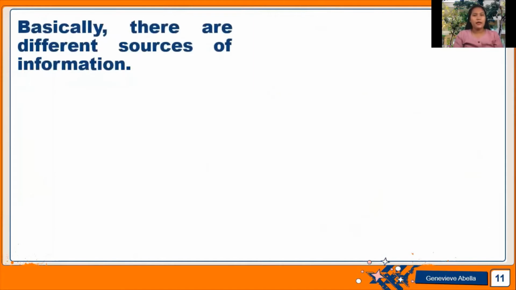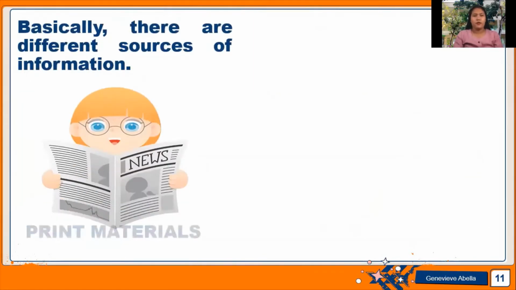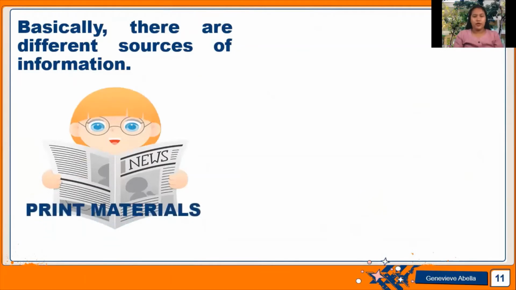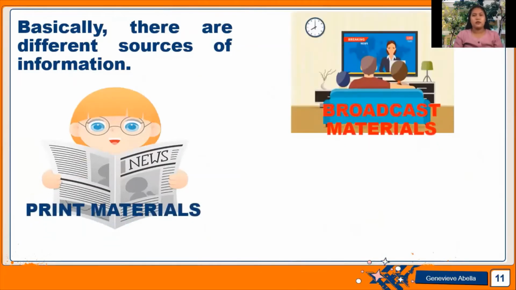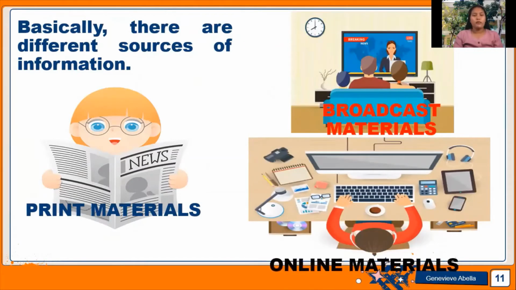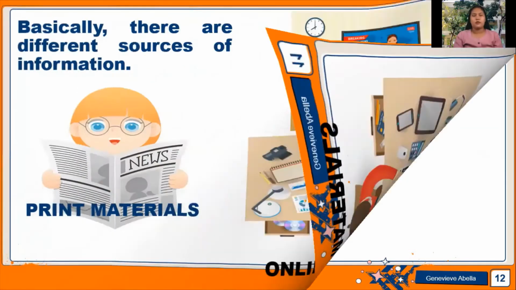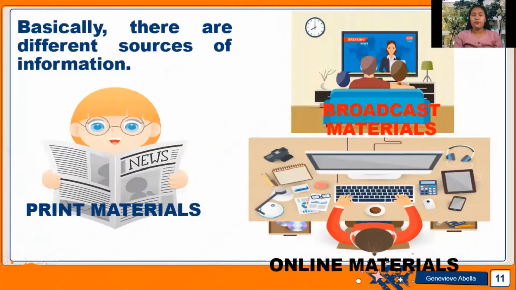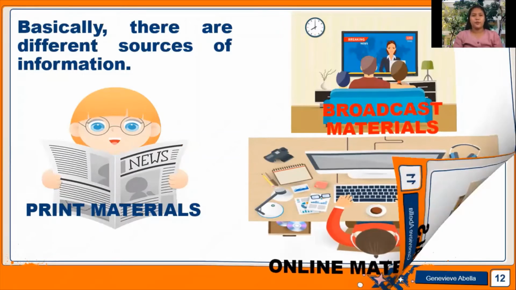So basically, there are different sources of information. These are the print materials, the broadcast materials, and the online materials. Examples of the print materials are the newspapers or the books. The broadcast materials are the television or the radio, while the online materials are the internet or computer.